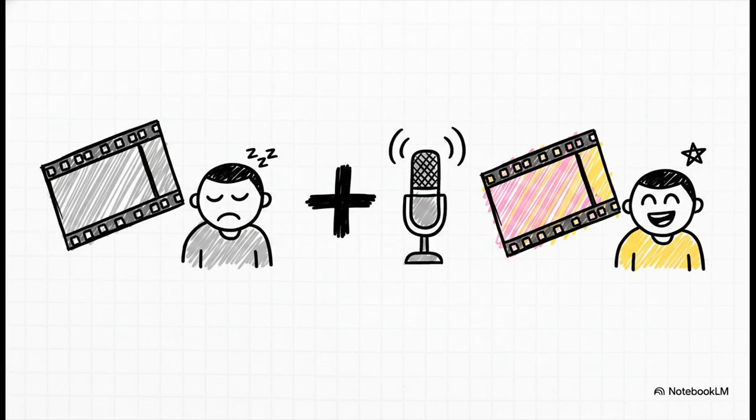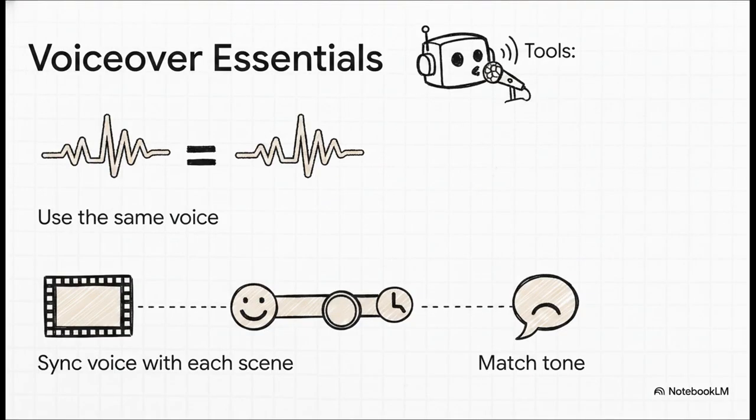Okay, so your visuals are looking great, but a silent movie isn't going to keep anyone's attention for long. A strong, clear voiceover is what turns your pile of clips into an actual engaging story. And I'm serious, do not skip this step. A good voiceover can literally double your audience retention. It's that important. You can use really powerful AI voice tools for this, like Google AI Studio or Typecast.